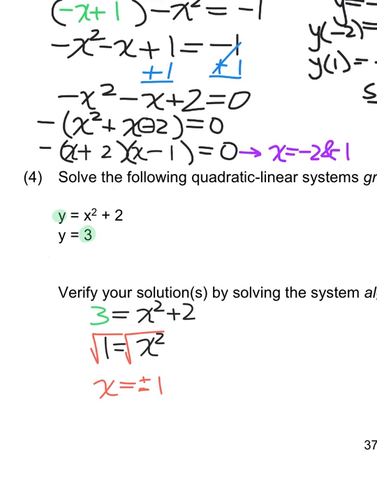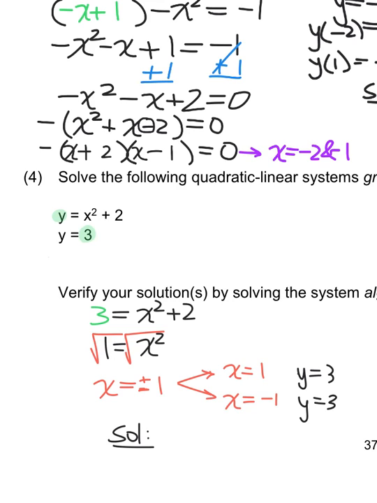So that's two possibilities. x is equal to 1. x is equal to -1. Both of which correspond to a y value of 3. So my solution is very easy. -1, 3, and +1, 3. And there it is.